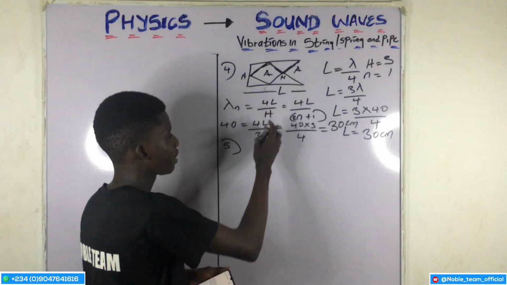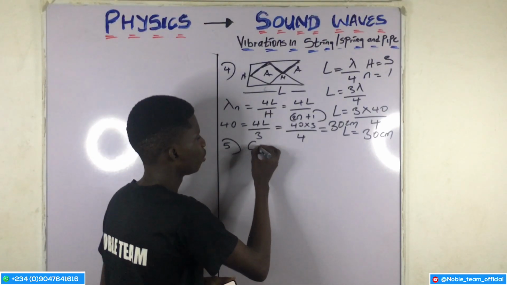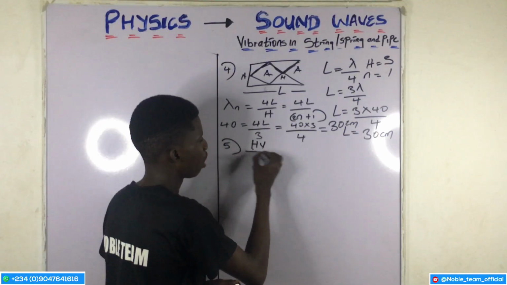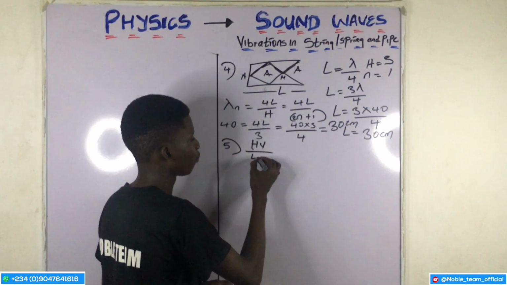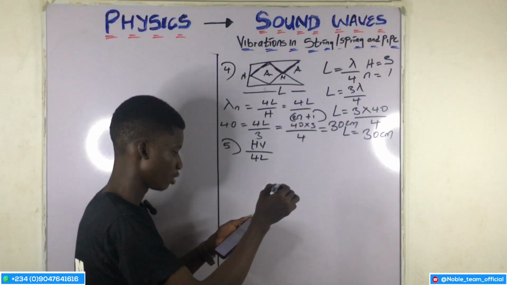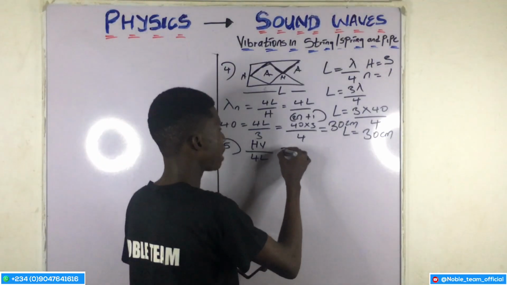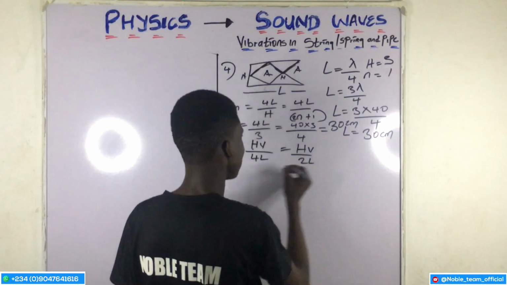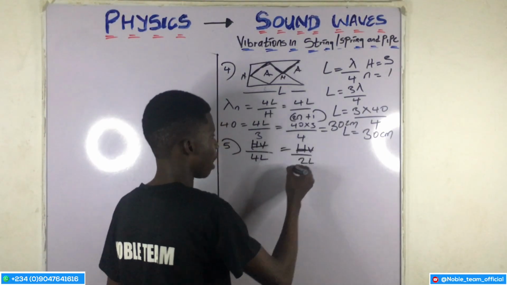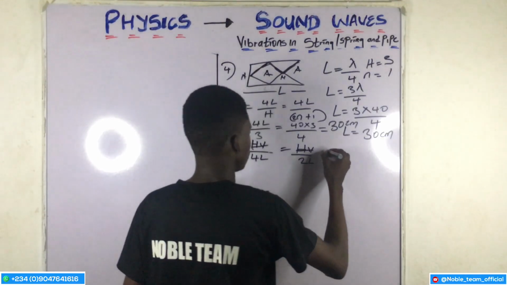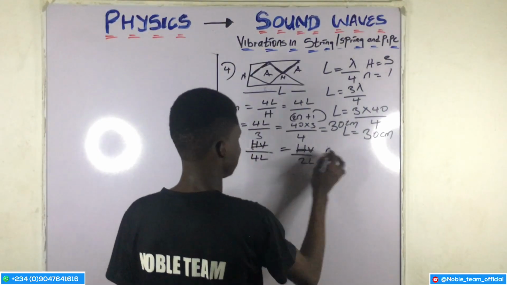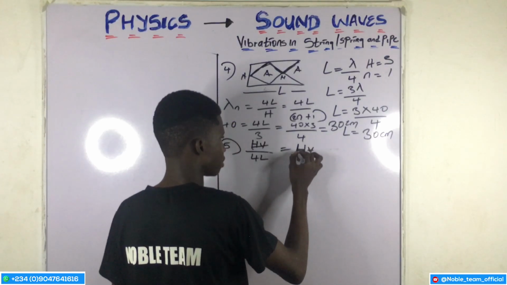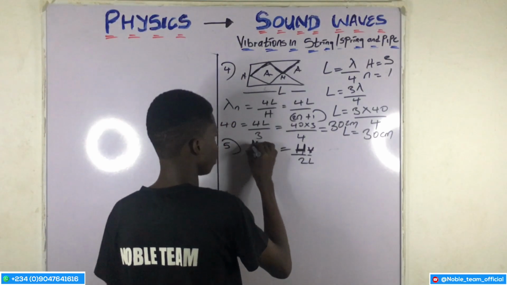So we have it to be, I'm going to be using Hv over 4L, which is the first one, closed, is equal to Hv over 2L. So this will cancel out this, but okay, let me not cancel out now. Let's leave it like this.